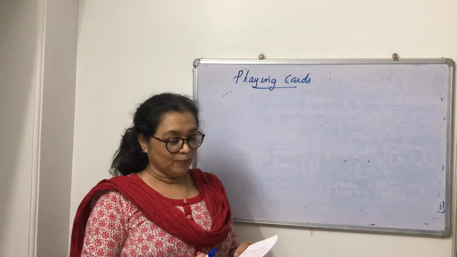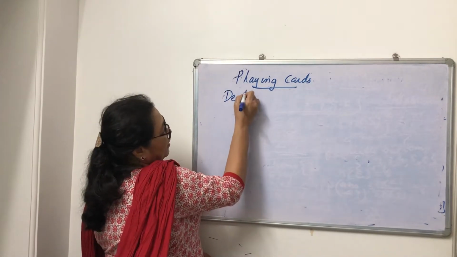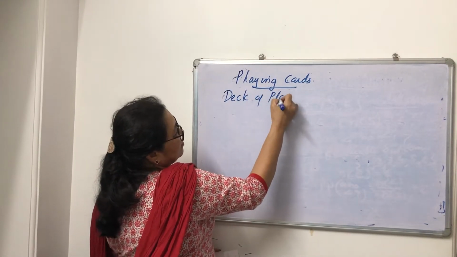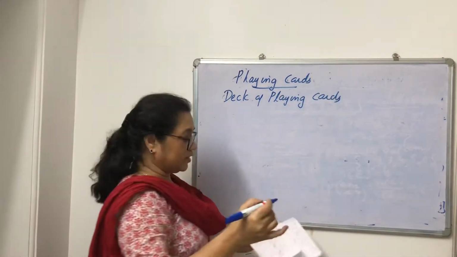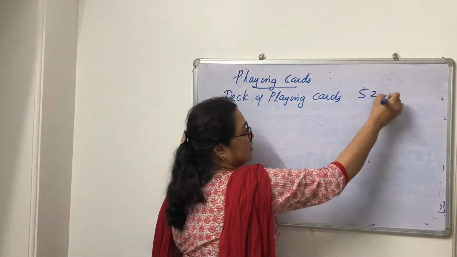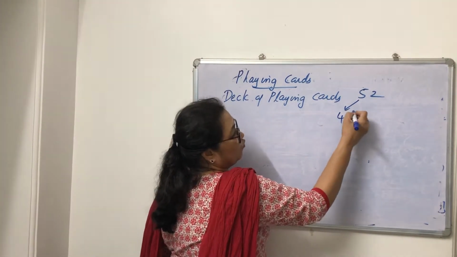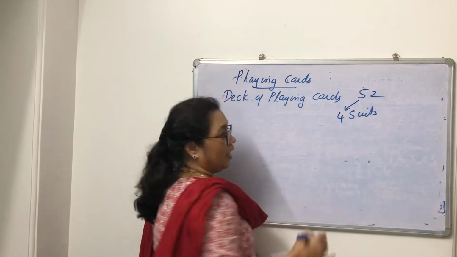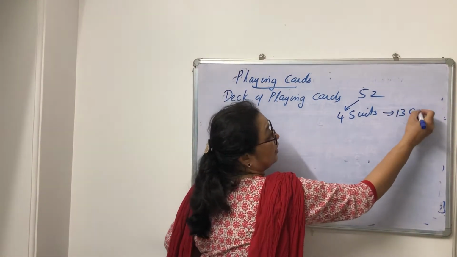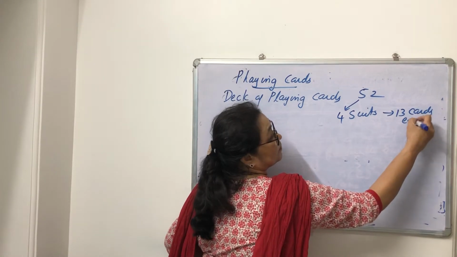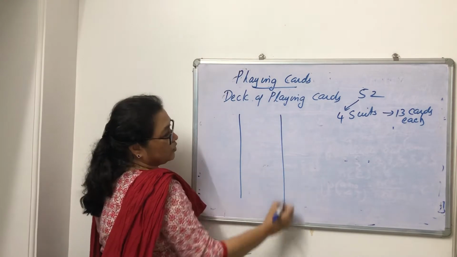So all of you are playing with the cards. A deck of playing cards. How many cards are there? There are 52 cards. These 52 cards are divided into 4 suits, and each suit has 13 cards each. So 52 cards are divided into 4 suits.